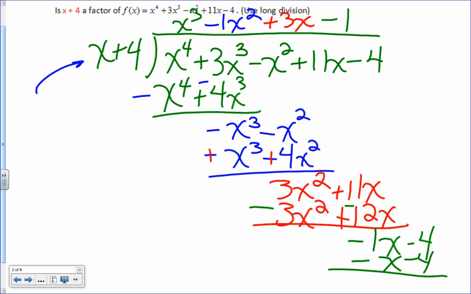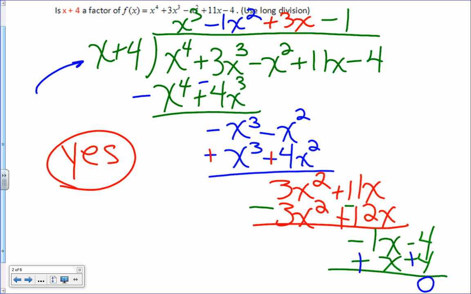If you move too quickly, you may say that the remainder is negative 8. But it is not, because you do have to remember to change your signs. The remainder is 0. What that means is that x plus 4 divided out of there evenly. It divided out perfectly, and any factor of a polynomial will divide out evenly. So here it says, is it a factor? Then truly the answer to this question is yes, because the remainder was 0. It divided out perfectly.